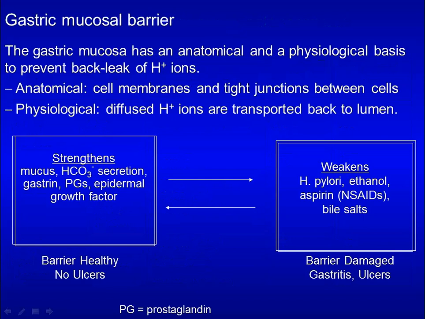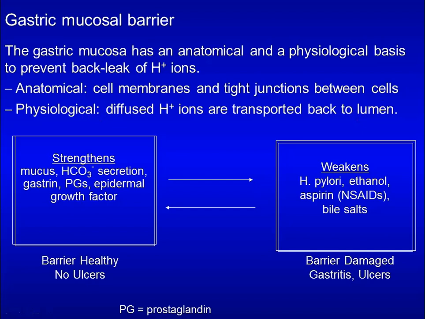Gastric mucosal barrier has two mechanisms to prevent back leak of proton ion. One is anatomical. It includes cell membranes and tight junctions between cells. The other one is physiological, which uses proton pumps to pump protons back to the lumen.